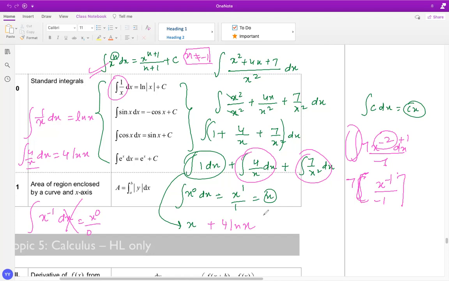So this is the integral of this, which is negative 7 over x. And don't forget to add the constant. So this is the integration of this particular expression. So this is how you do the basic integral of any algebraic fraction.